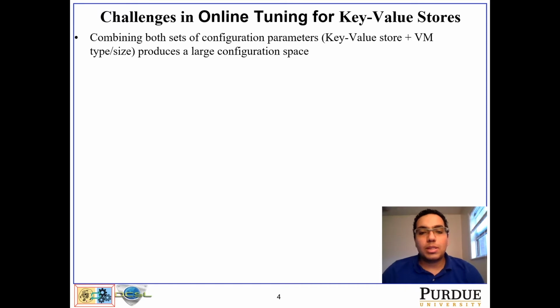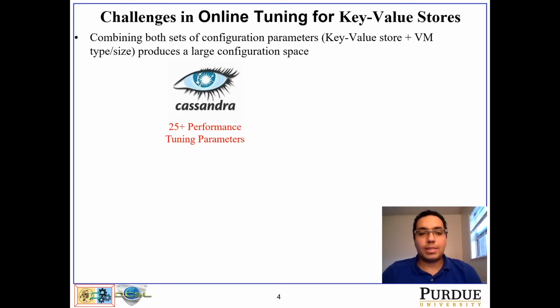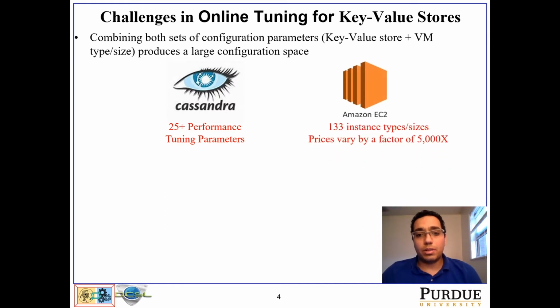Now let's see why this is a challenging problem. First, to combine these two sets of configuration parameters, the parameters that control the key value store along with the VM type and size, we produce a large configuration space. For example, Cassandra, which we use in our evaluation, has 25 plus performance tuning parameters. And Amazon EC2, which we use as our cloud provider, has 133 different instance types and sizes. And those instances vary in price by a factor of 5,000.